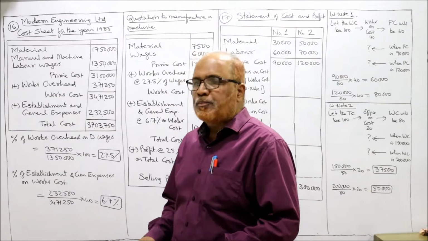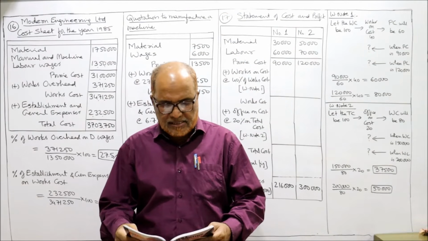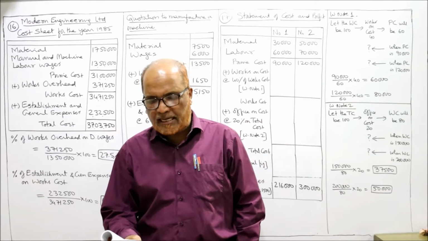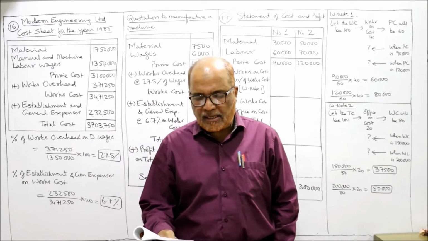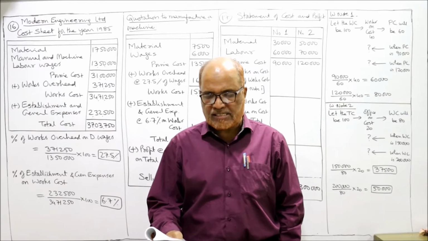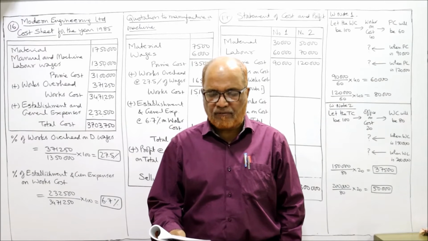Come on, now we'll start problem number 16. Now see the 16th problem. The accounts of Modern Engineering Limited for 1985 showed material use 17,50,000, manual and machine labor wages directly chargeable 13,50,000.